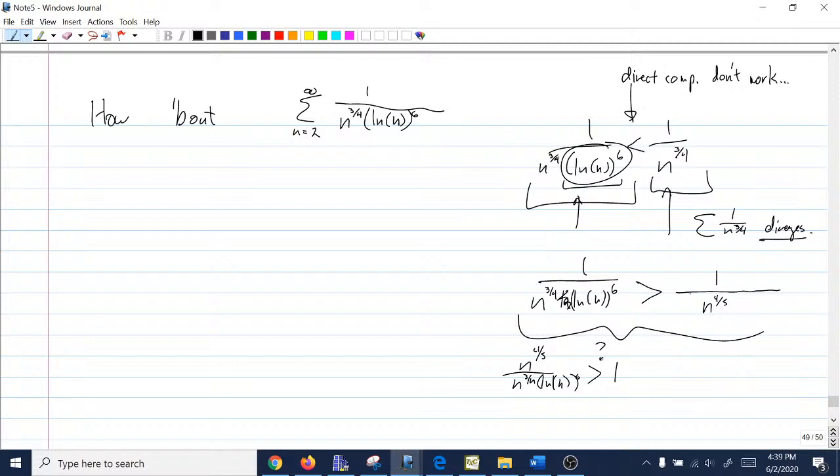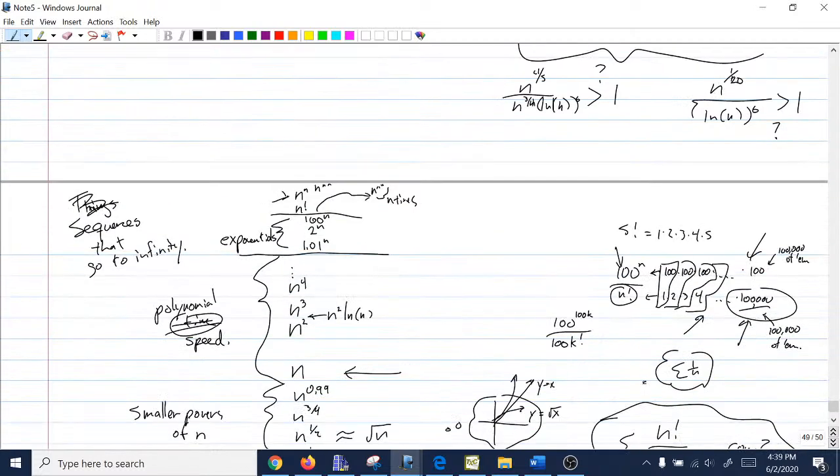Is that true? Well, these are both powers of n that I can reduce. 4/5 minus 3/4 is, what is that, 1/20th? That'll be true if n to the 1/20th over log n to the 6 is bigger than 1. Is that true? Yeah, I think so. I think any power of n is bigger than any log n.